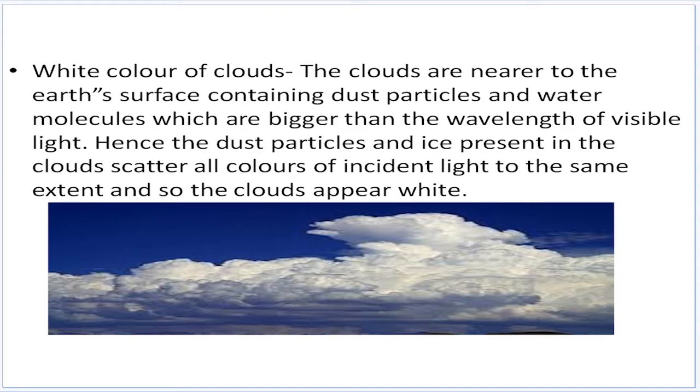So you all have seen the white color of the clouds. I think these are called cumulus clouds, isn't it? These cumulus clouds are not rain-bearing clouds. We find they are completely white in color, because the clouds are nearer to the earth's surface, containing dust particles and water molecules, and these are bigger in size, and the diameter is quite more than the wavelength of the light used.